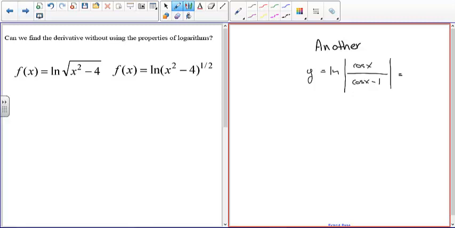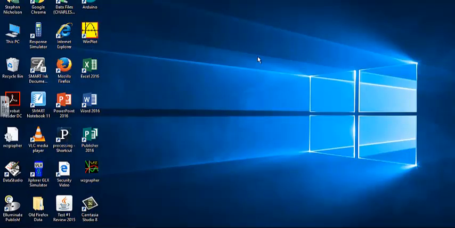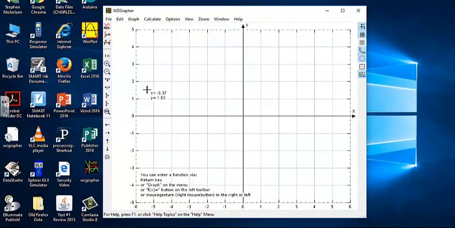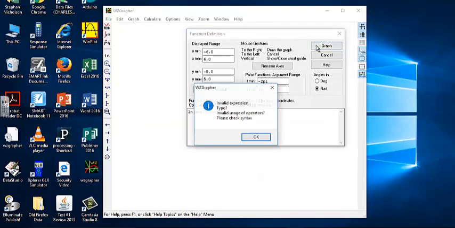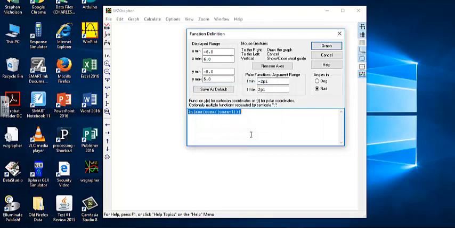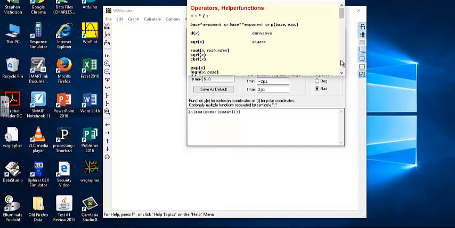Let's actually see what this thing looks like, just out of curiosity. See if my graphing program can handle this or not. So if I did the natural log of the absolute value of cosine of x divided by cosine of x minus 1. Make sure I got enough parentheses here. One more. Oh, I didn't like that. Must not like absolute value. Let's see if I can find out what the terminology for absolute value is.